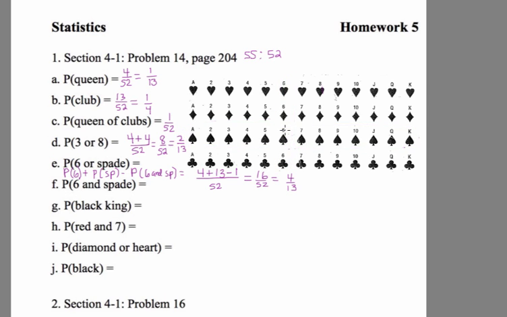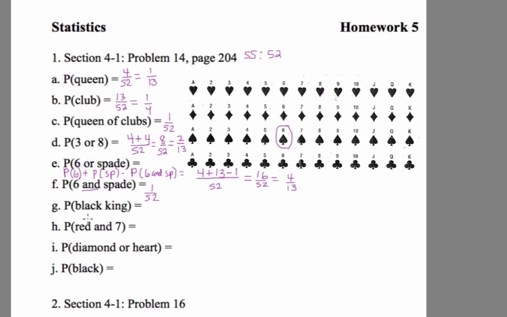F, probability that you have a 6 and a spade. So that something is both a 6 and a spade. There's only one choice there. So 1 out of 52. Now you might ask, well, I thought when you said and, you should multiply. So I should take 4 6s times 13 spades, and that should be my answer. Well, no, that would be if you were drawing 2 cards, if you had a 6 and then a spade. But we're just doing 1 card. We just want the 6 of spades, which is just one way to get that, 1 out of 52.